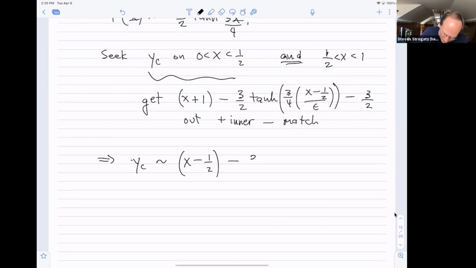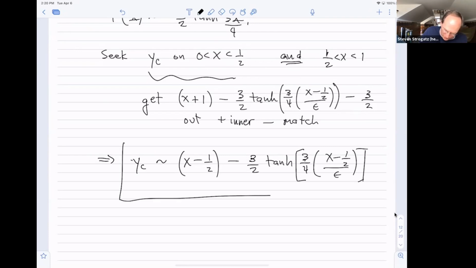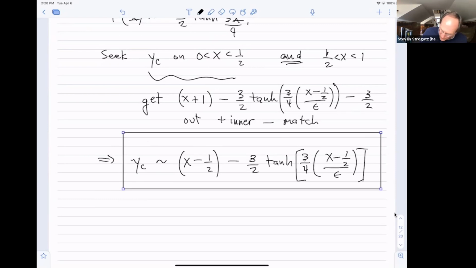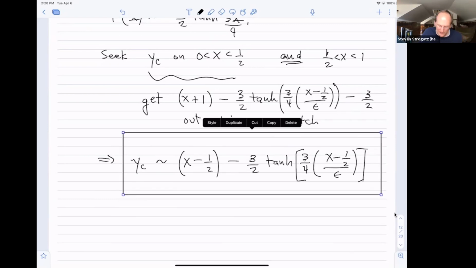So I have x minus 1/2 minus 3/2 tanh of 3/4 x minus 1/2 all over epsilon. So that's my composite solution on the left. And the interesting thing is, if you do it on the right, you'll get the same expression. So it sort of makes sense.